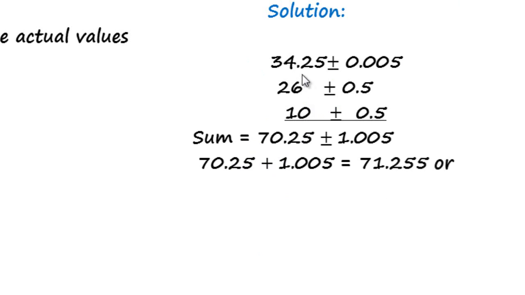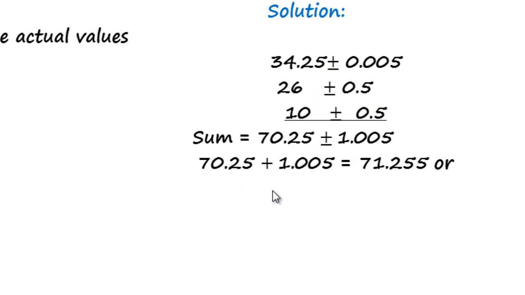You are going to get the sum to be 34 plus 26 plus this one. You add all the errors together. When you added all the errors together, 0.5 plus 0.005, you get 1.005. When you add 34.25 plus 26 and 10, you have 70.25 plus or minus 1.005. Are you getting it now?